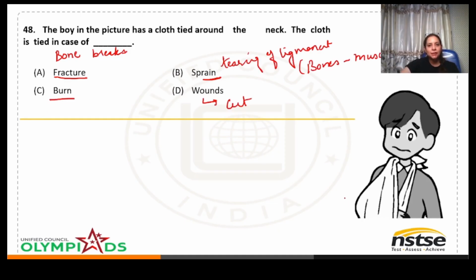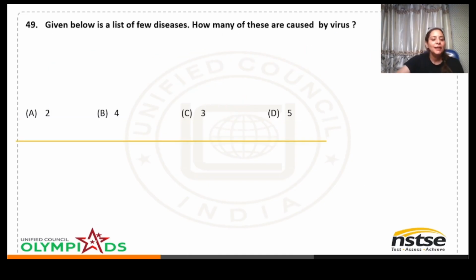So here the person is tying a cloth around the neck. The boy shown in the picture is trying to hold his hand at the proper position, because this person may have encountered a bone injury. So that means it is option A. It can be partial displacement or complete breakage of the bone. So that depends. Okay, next question.